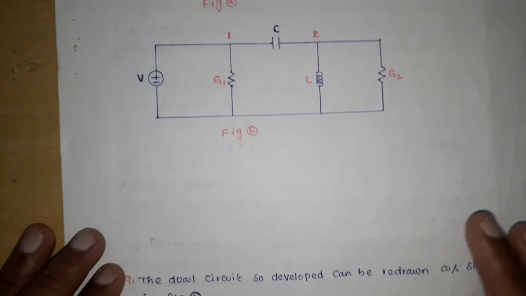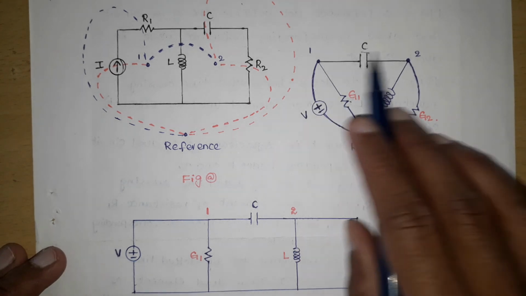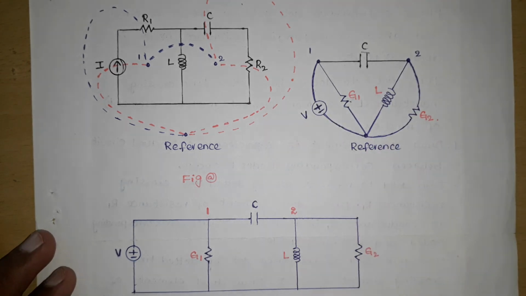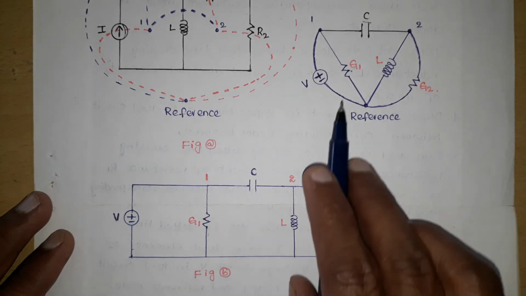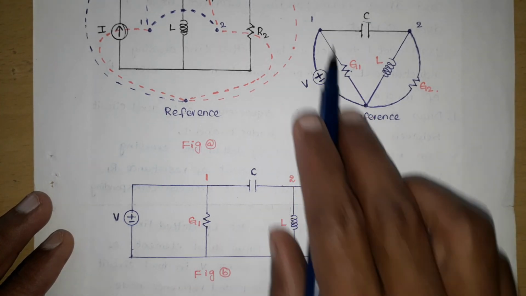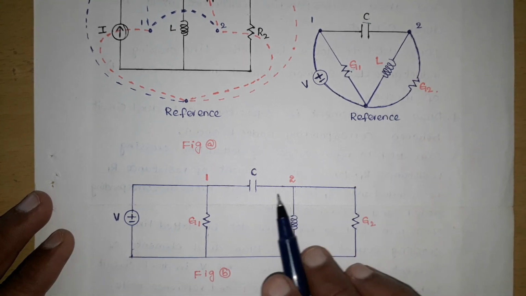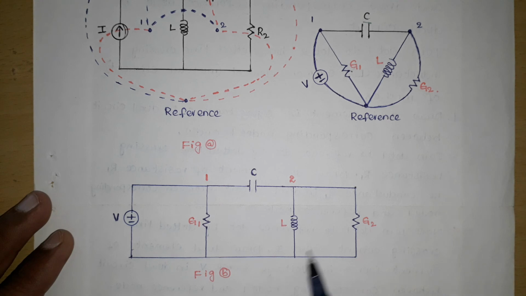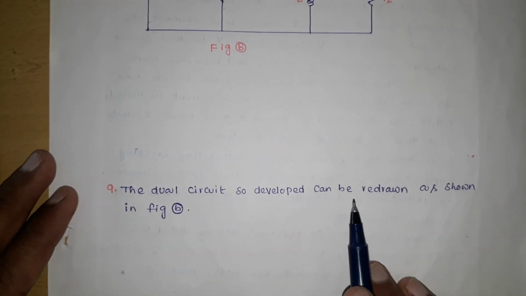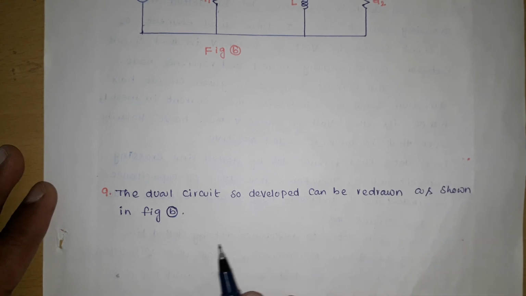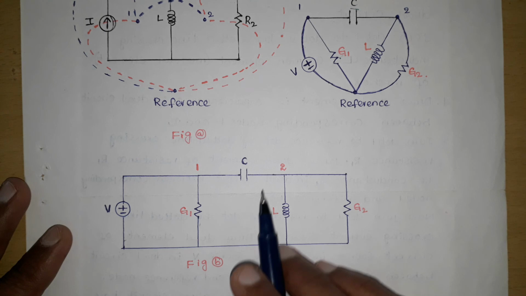And lastly, we can redraw the circuit like this. In between 1 and 2 there is a capacitor, and this is the reference node. From 1 to reference there is a conductance G1 and a voltage source, and from 2 to reference there is an inductor and a conductance. So the dual circuit so developed can be redrawn as shown in figure B. So this is figure B, and we can redraw that circuit like this.